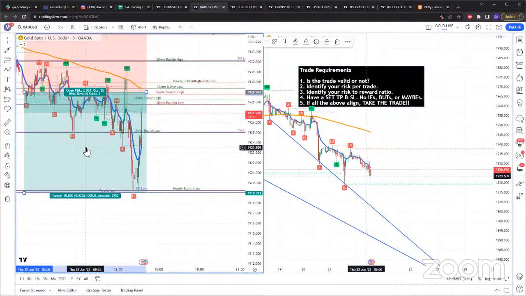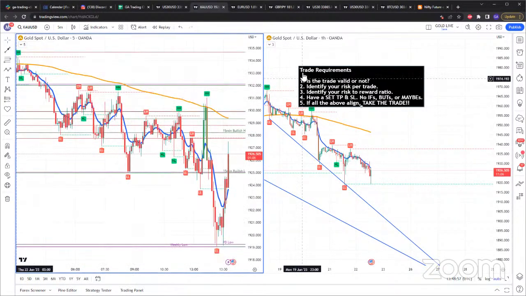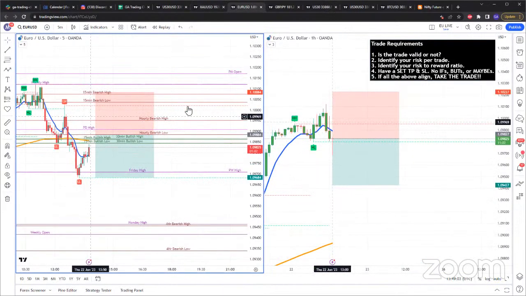So yeah, but I'm not gonna chase this sell on gold. I'm just gonna wait for the drop. So hopefully that makes sense. There's just so many ways to win with what we have.